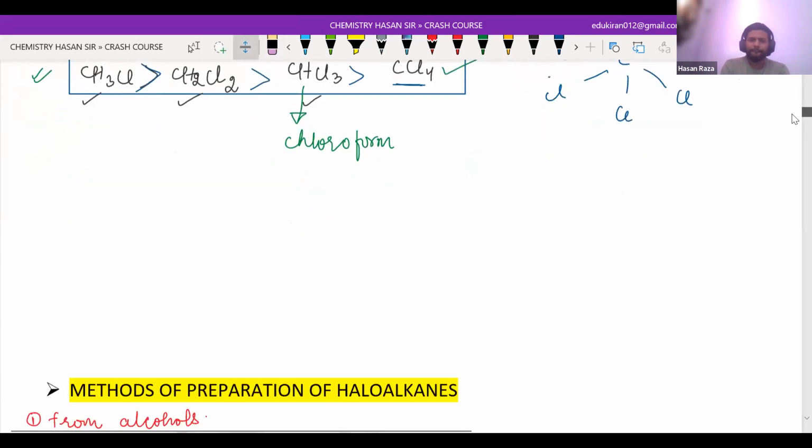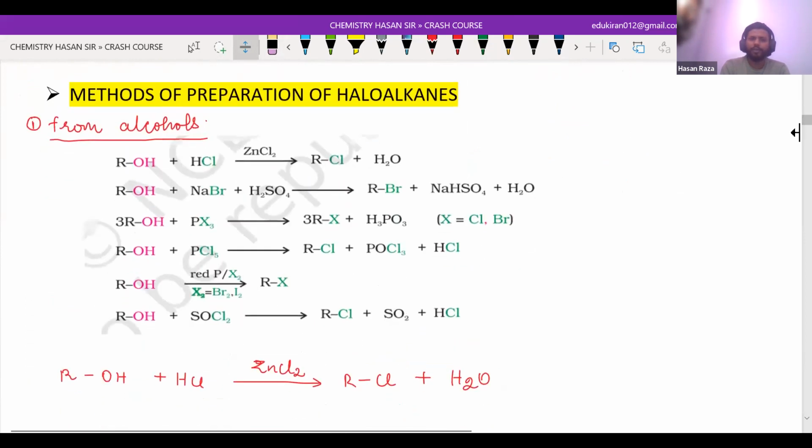Yes, sir. Now we are going to start the methods of preparation of haloalkane, and these preparations are very easy if you have gone through the hydrocarbon part, because in this chapter of class 12 organic chemistry, the basic reactions will mostly come from the hydrocarbon or GOC part. But here I'm going to revise all this, and it's very important.